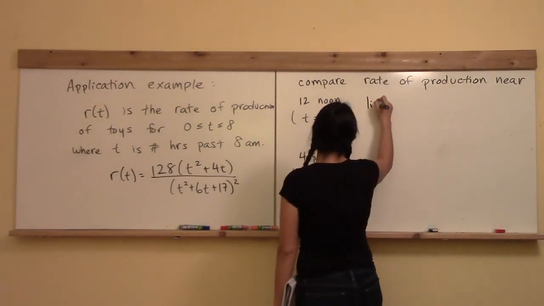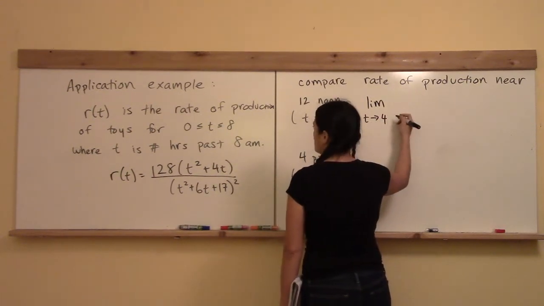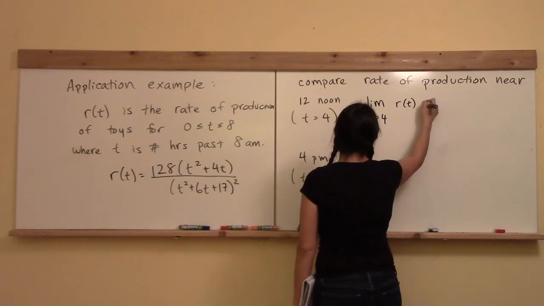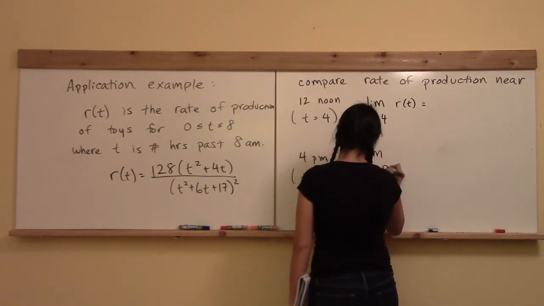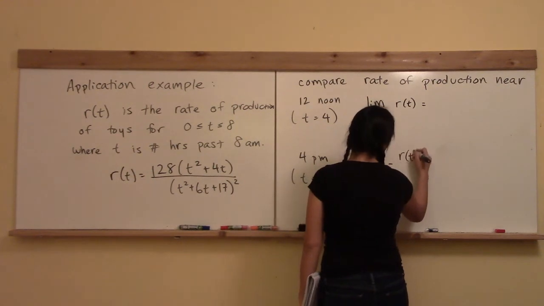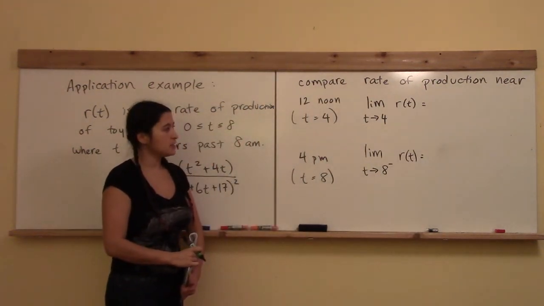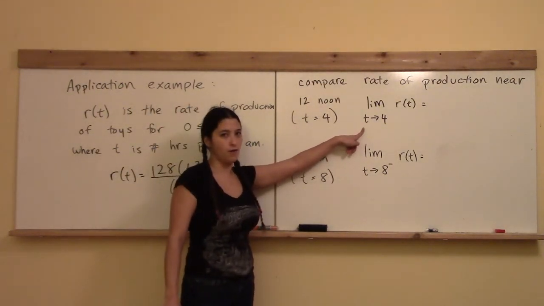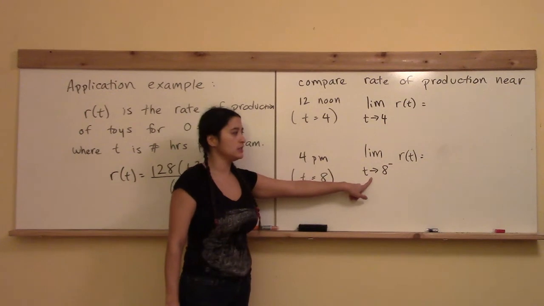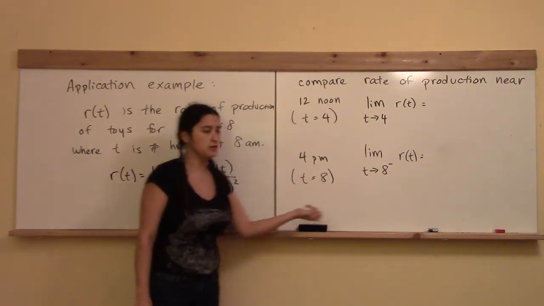So really, I'm going to ask you mathematically, what is the limit as t approaches 4 of R of t? And I'm also going to ask you, what is the limit as t approaches 8 from the minus side of R of t? Okay? This is really what I'm going to ask. Hey, how come you asked t equals 4 overall, but you only asked t tending toward 8 from the minus direction? Why'd you do that?